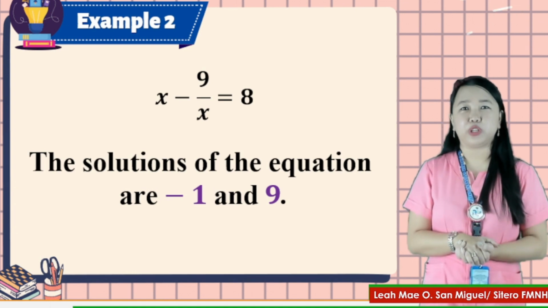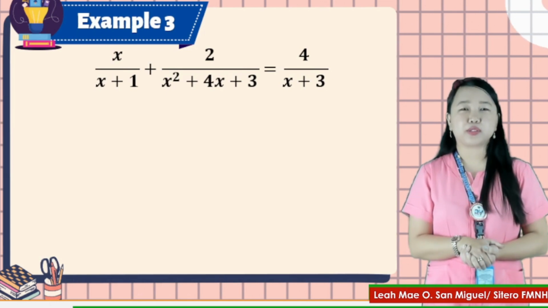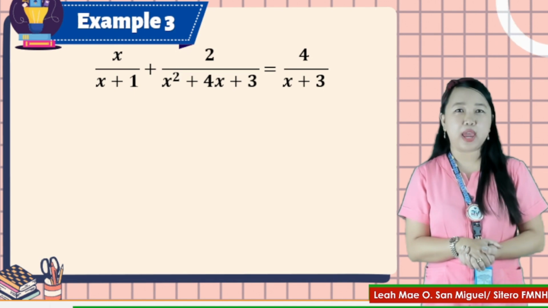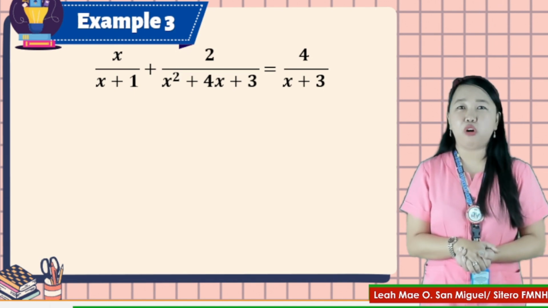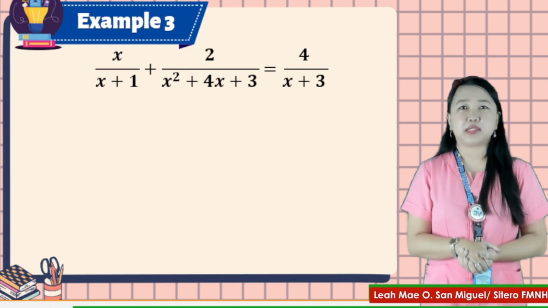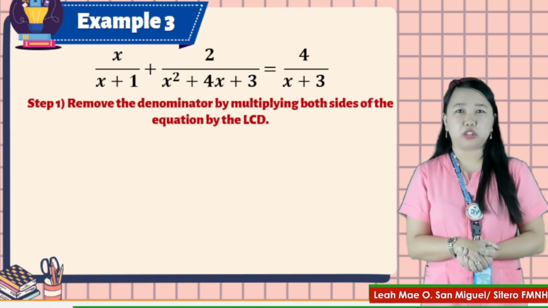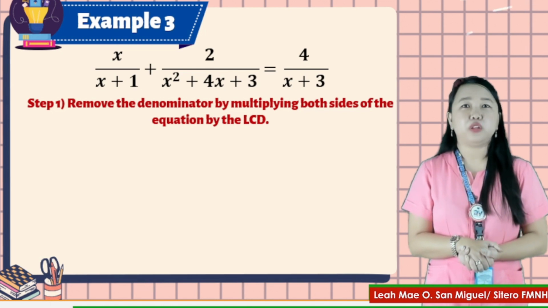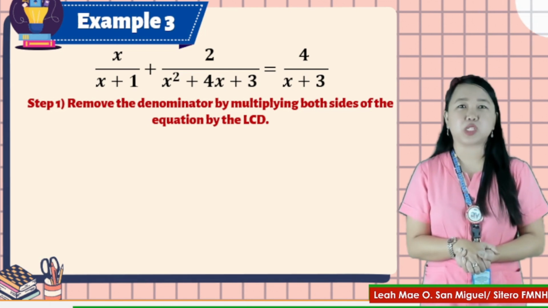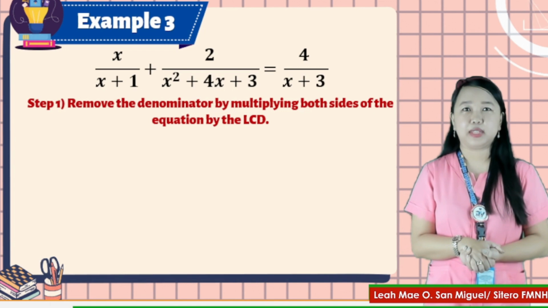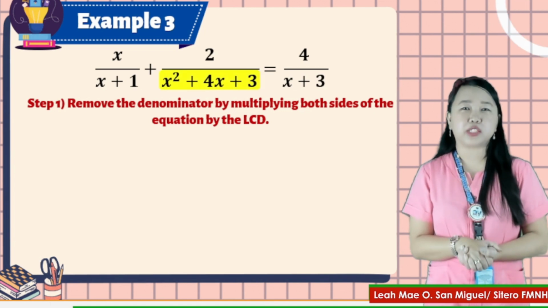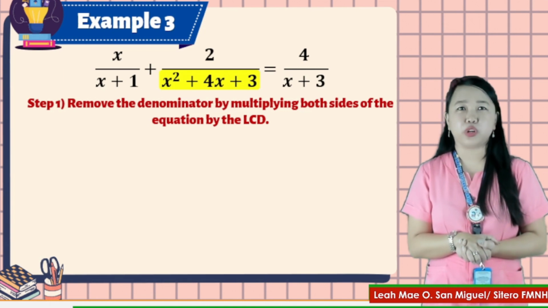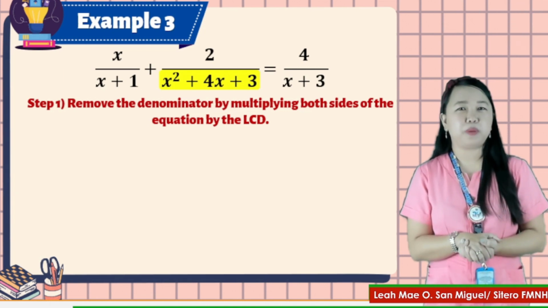Let's have our third example. x over x plus 1 plus 2 over x squared plus 4x plus 3 is equal to 4 over x plus 3. Step 1. Remove the denominator by multiplying both sides of the equation by the LCD. Notice that we have a quadratic expression here. We need to factor this first for us to easily determine the LCD. What are the factors of x squared plus 4x plus 3?